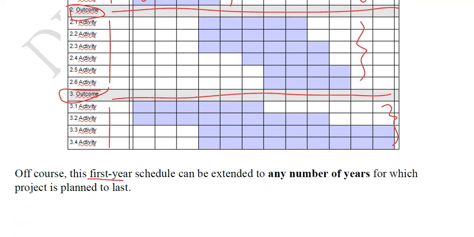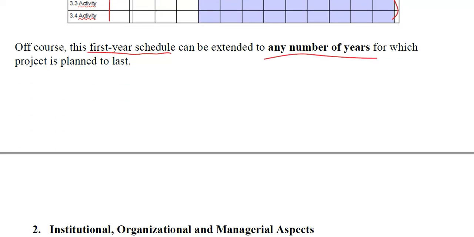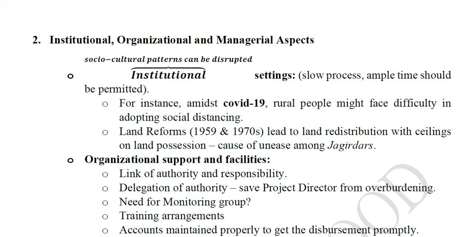This is the first year schedule, and definitely it can be extended to any number of years. Yes, we can extend it to equal to the number of years for which the project is lasting. For example, it can be 5 years or 10 years, depending upon the situation.